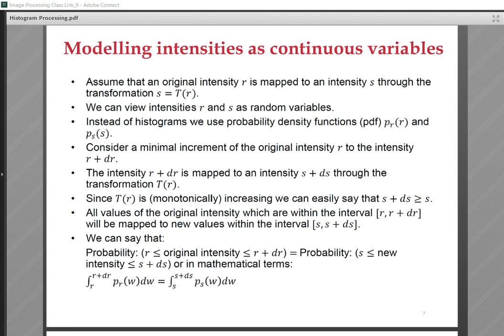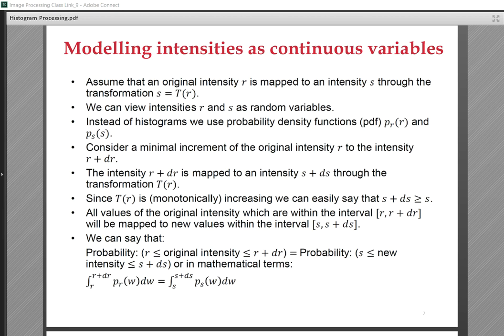That's right. PDF, probability density function. You know PDF from your probability courses. We are studying P_R(R), the PDF of the input image, and the PDF of the output intensities image.